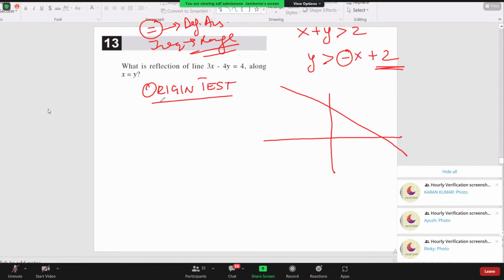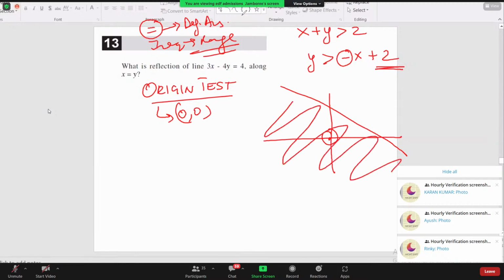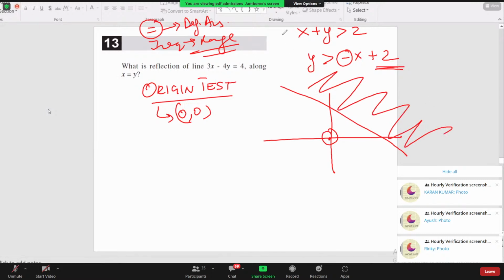Now what is that? We basically plug in the coordinates of origin, that is 0, 0 in the original equation and then see whether it satisfies or not. Now, if you notice, if this is the line, the formation of the line is this way, and 0, 0 lies on the left-hand side of this line. If 0, 0 satisfies this inequality, then that implies all the points in this range will satisfy. And if 0, 0 does not satisfy this inequality, that means all the points above this line will satisfy. So to find out that particular thing, we need to plug in something.